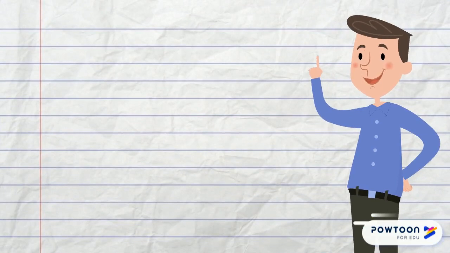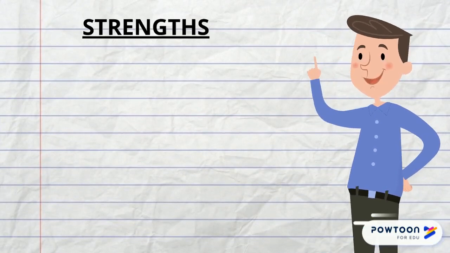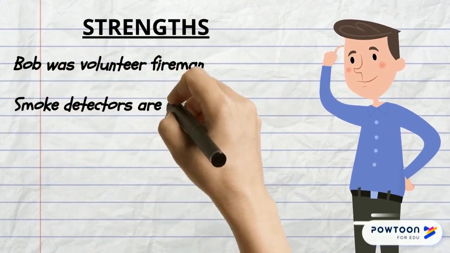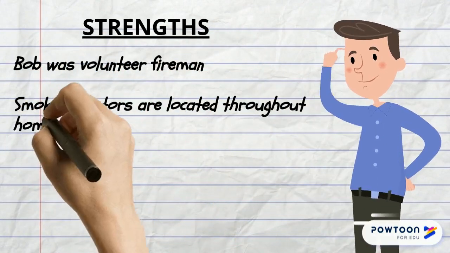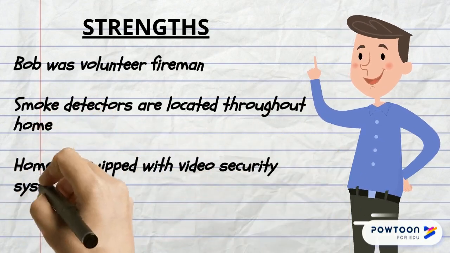As a result of his internal analysis, Bob has identified some great strengths. He used to be a volunteer fireman. There are smoke detectors throughout the entire home. The house is also equipped with a video security system, and all exterior doors have deadbolt locks.